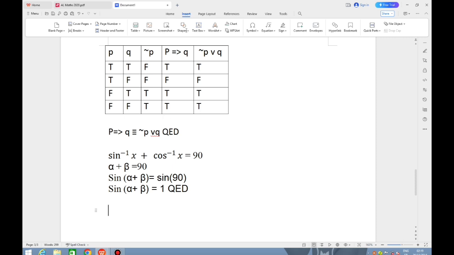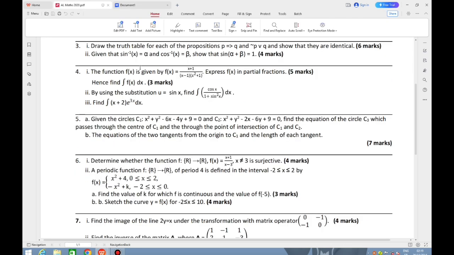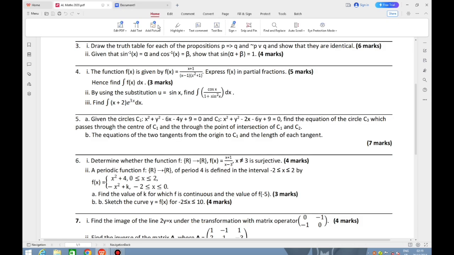Now moving to the next question, question 4. It says the function f of x is given by f of x equals x squared plus 1 all over x minus 1 into x squared plus 1. Express f of x in partial fractions. To do this, f of x is equal to x plus 1.